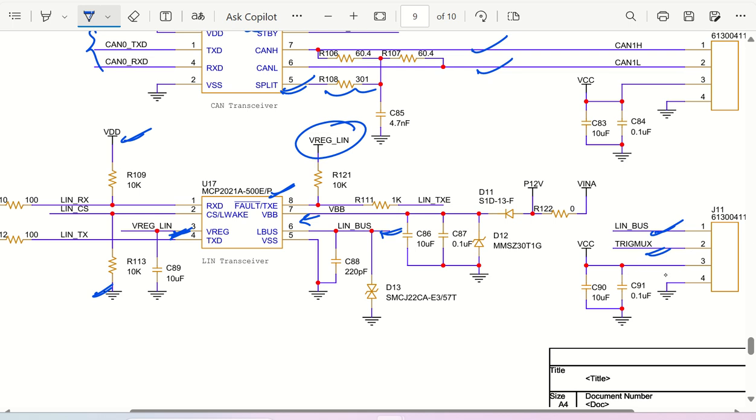The power supply for this particular LIN transceiver is VIN A only, which is nothing but your 12 volt. Okay. So this 12 volt is going to get reverse polarity protection. Then we have a protection circuit, and we have capacitors. Even the LIN bus has been protected with one TVS diode. Okay. So this is the complete process of this LIN transceiver.